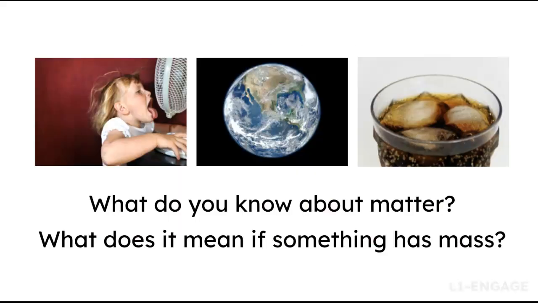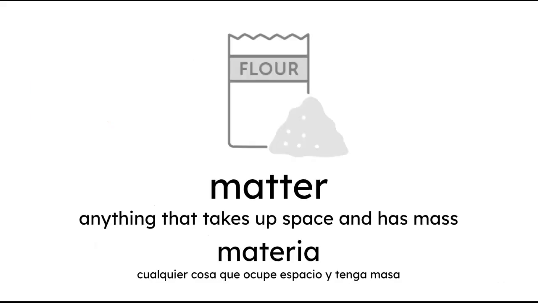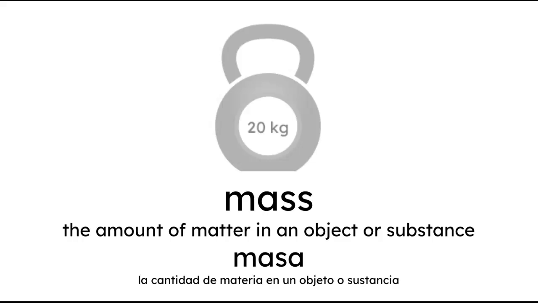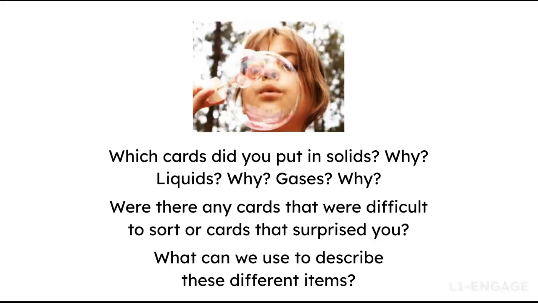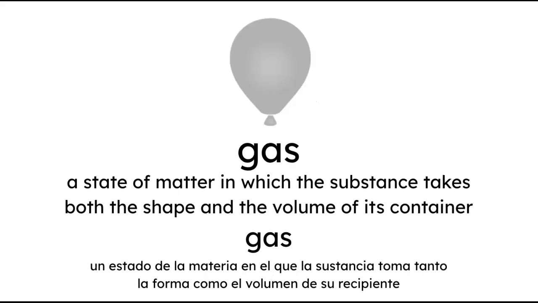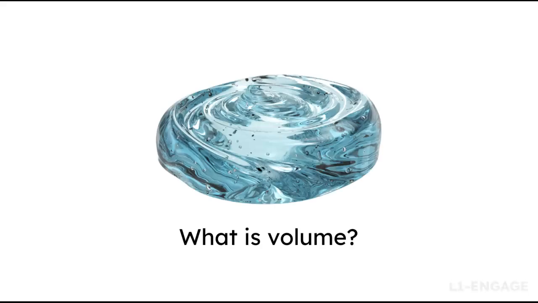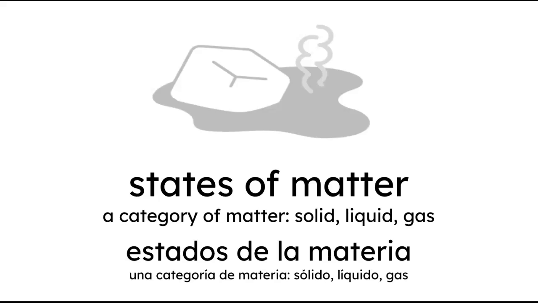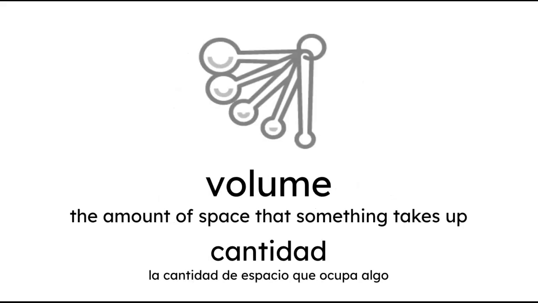You'll then ask students about matter and mass and introduce the States of Matter card activity. You'll post and discuss the matter and mass vocabulary cards. You'll then put students in groups and hand out the States of Matter cards. You'll ask each group to sort the cards into solids, liquids, or gases. You can post and discuss the solid, liquid, and gas vocabulary cards. You'll then ask students about their understanding of volume and discuss the states of matter and volume vocabulary cards.